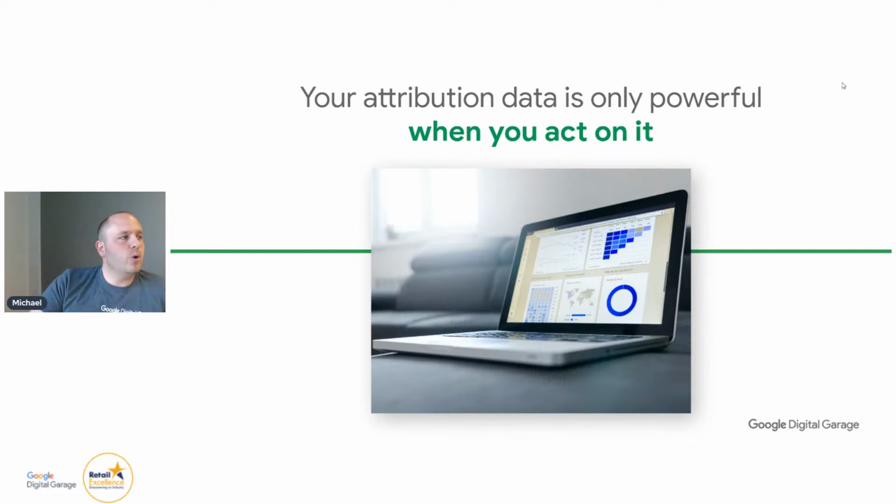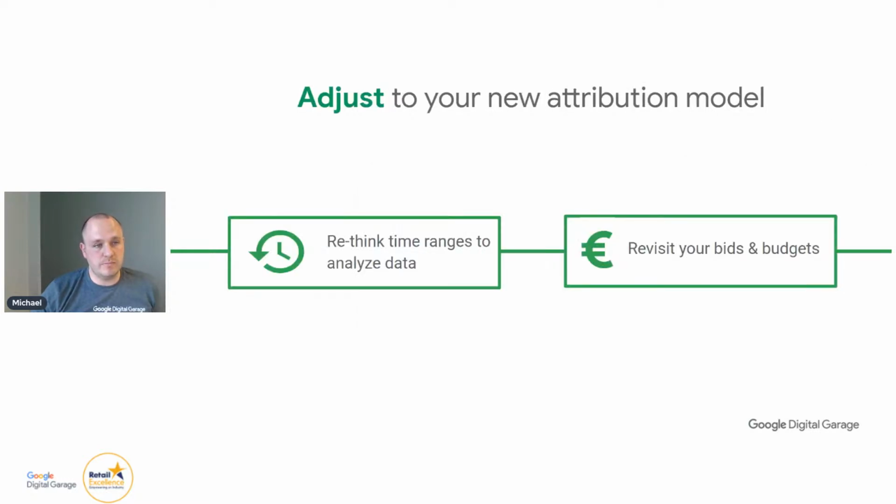So your attribution data is only powerful when you act on it. Remember, your new data that we're talking about here, about different attribution models, is only useful when you decide to do something with it. Adjust your new attribution model. Changing your attribution model alone does not change the performance. So start to rethink time ranges to analyze the data. Use appropriate time ranges to suit your business goals.